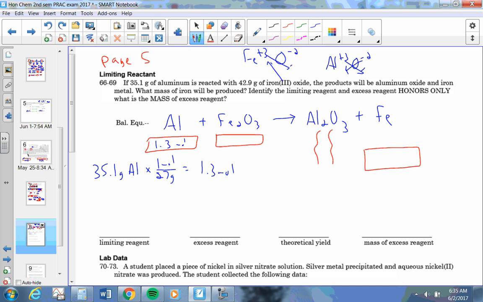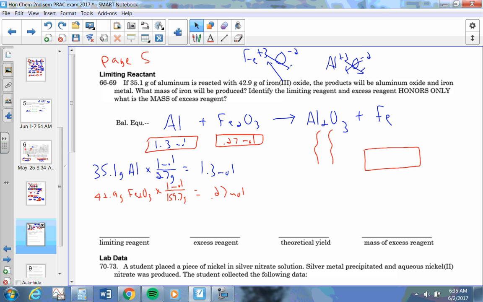The other substance I'm starting with is iron 3 oxide, and I have 42.9 grams of Fe2O3. I've got to add up 2 irons and 3 oxygens, and I'm going to get 159.7 grams per 1 mole of that stuff. So that's only 0.27 moles. Let's check the recipe though.